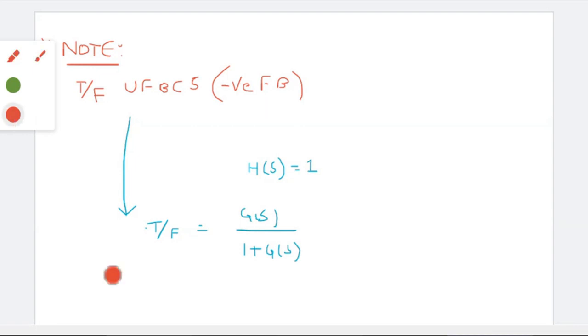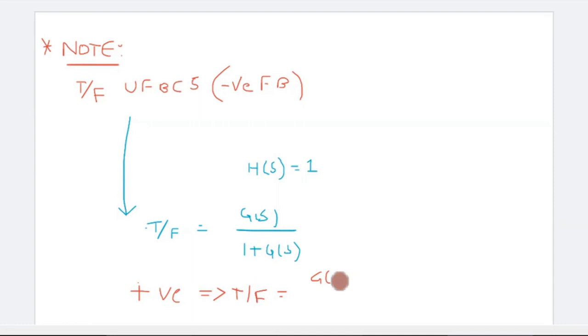Similarly, go for positive feedback. Transfer function of G of S by 1 minus G of S. Good. Transfer function is equal to G of S by 1 minus G of S. You have to remember these two formulas. Very important in objective as well as GATE point of view. G of S by 1 minus G of S.